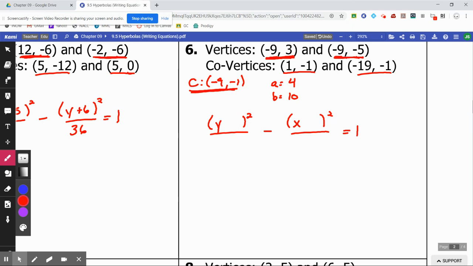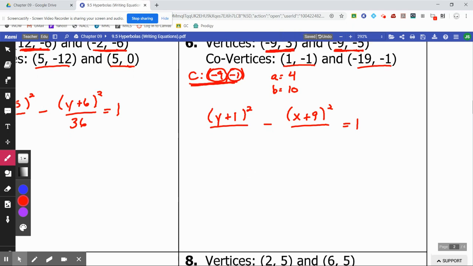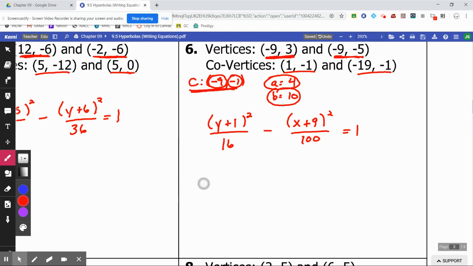There's your formula. We translated it. My center was left 9, so you've got to be careful. Put that on the x, plus 9 to move it left 9. Down 1 will be a plus 1 on the y. Your a value goes under the first term. So since a is 4, a squared is 16, goes under the first term. Since your b is 10, then b squared, which is 100, goes under your second term. There is your hyperbola.